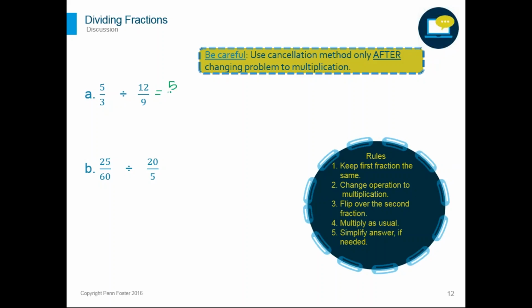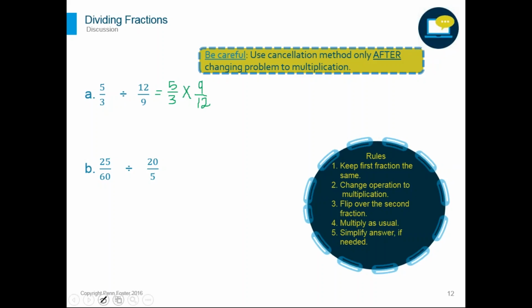That's easy, 5 over 3. Switch the division symbol to multiplication, times, and then find the reciprocal of the second fraction. What is a reciprocal of a fraction? Just a fraction flipped over. So we had a 12 over 9, make it 9 over 12. Does this problem look familiar to you? Yes, it's a multiplication problem of two fractions. Apply then the multiplication rules.